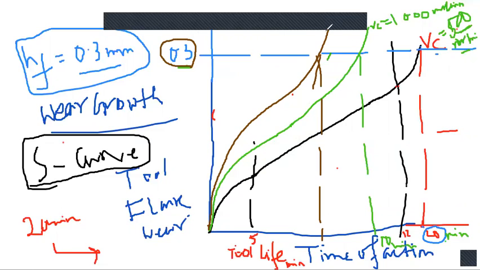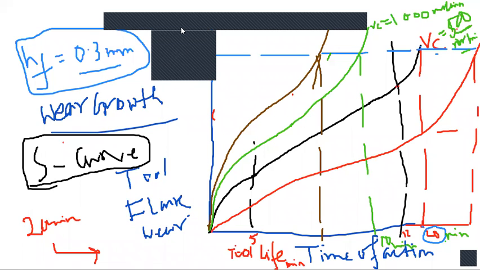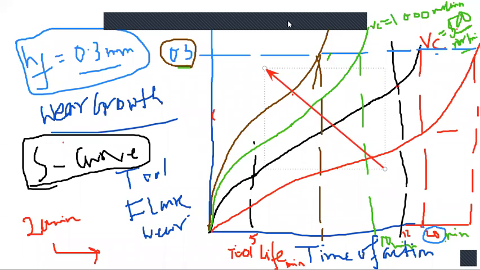If we lower the speed, suppose 200 millimeter per minute, then the life of the tool is more than 20. This is our curve. In this direction velocity increases. So this is our relation between tool flank wear, tool life, and cutting velocity or cutting parameters.